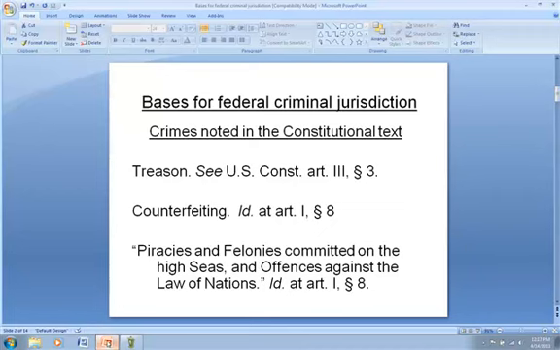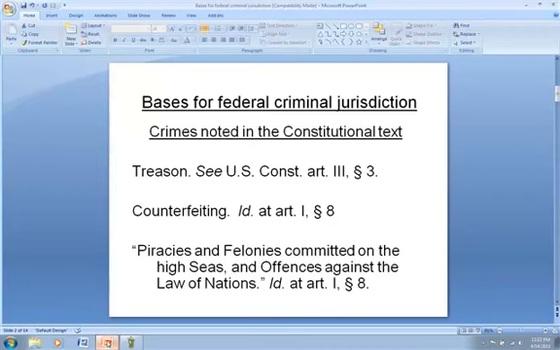And then finally, piracies and felonies committed on the high seas. These are crimes that are committed outside the jurisdiction of any given state, and they usually involve international law of some kind or another. So again, given the location of such crimes and given the fact that they implicate foreign policy, these are clearly crimes that are appropriate for federal prosecution, and from the very beginning they were considered federal crimes.